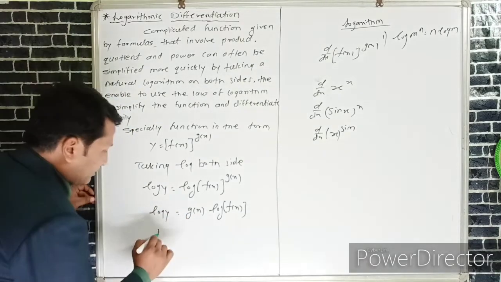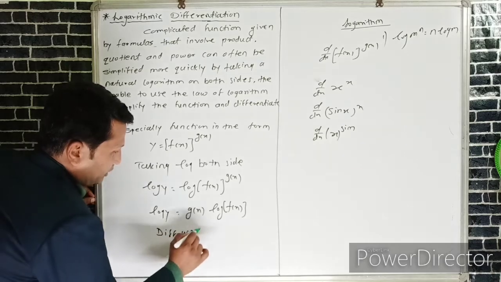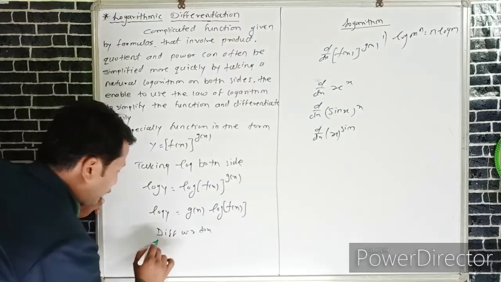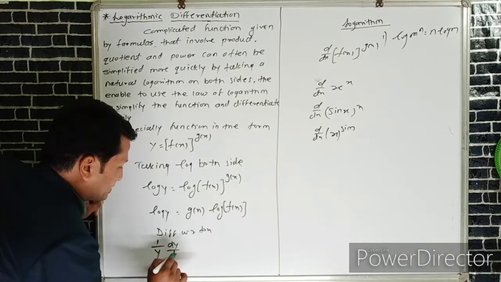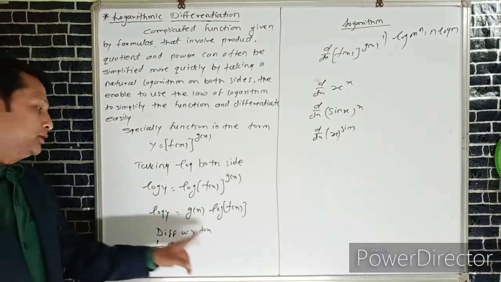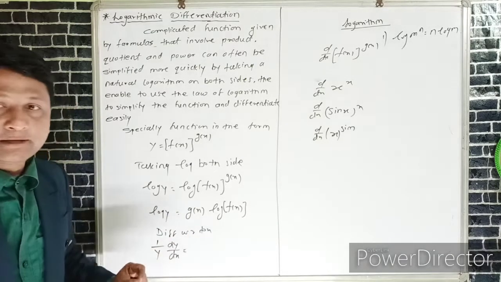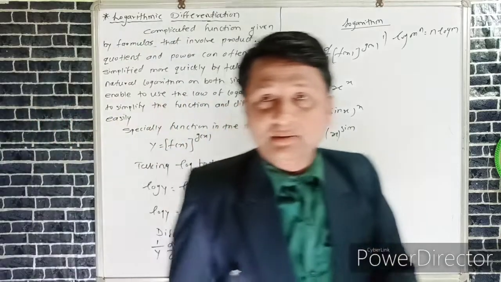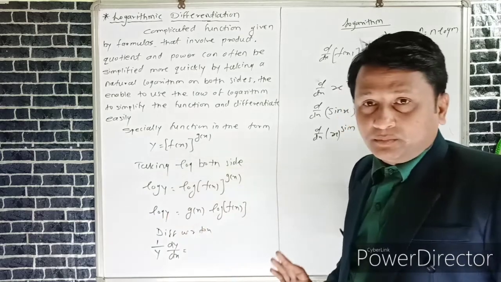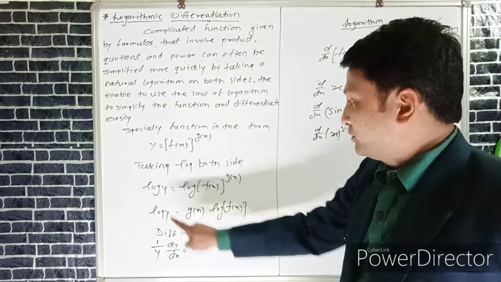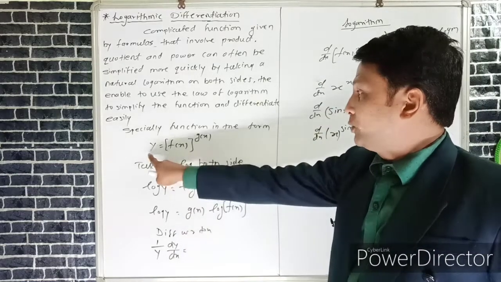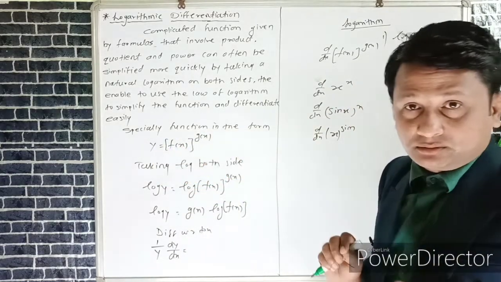Now if we differentiate the given function with respect to x, then the derivative of log y is 1 by y dy upon dx. It is compulsory, because y is a differentiable function and we differentiate with respect to x. Y is not a constant function. If y were a constant function, then its derivative would be 0. But y is a differentiable function because y is a function of x.